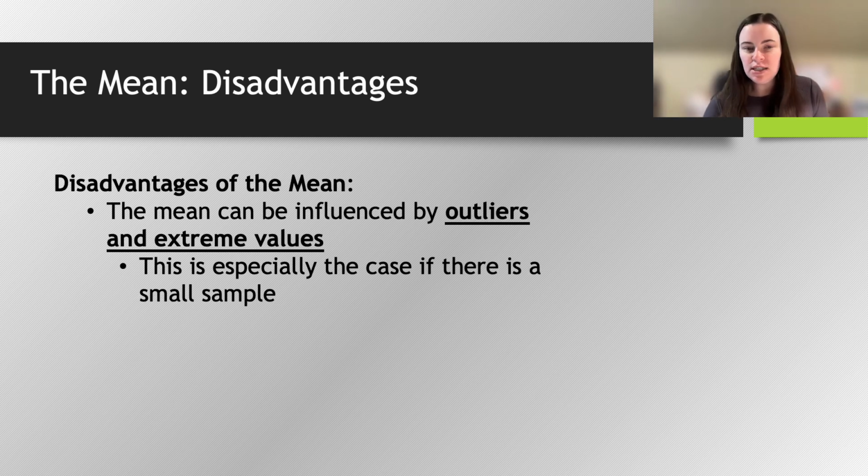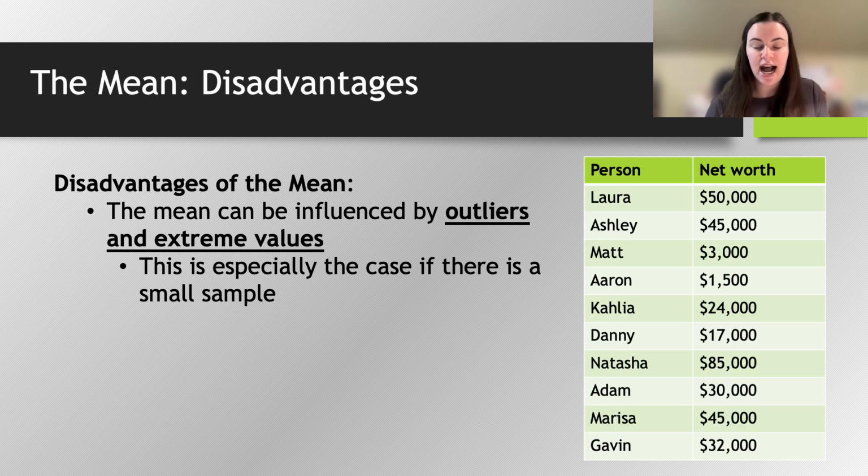So one of the key disadvantages of using the mean or the average value is that it can be easily influenced by outliers or extreme values. This is especially the case if we have a very small sample size. So let me give you an example here. Let's say that I asked a group of individuals what their net worth is, and those are all listed here.